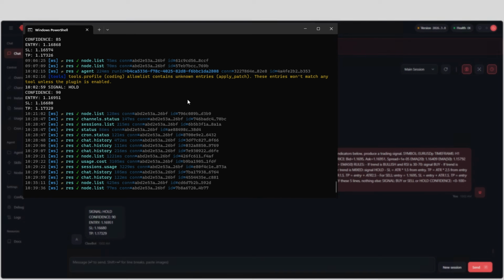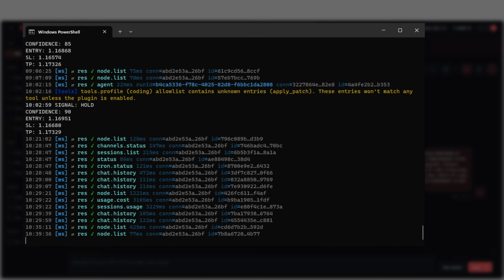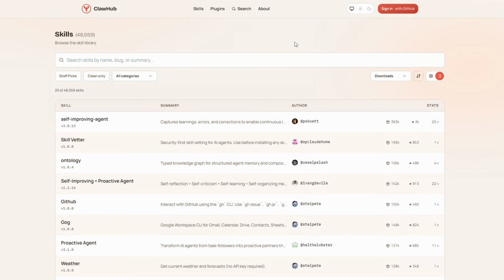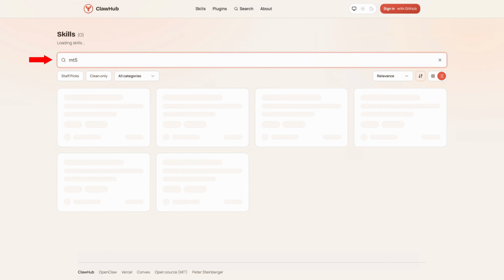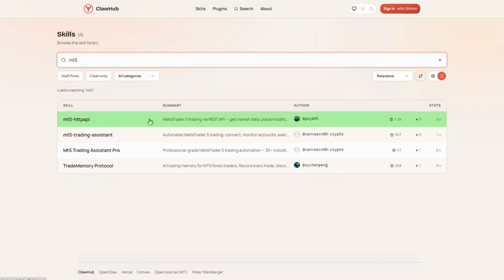But in order for this to work, I had to run an HTTP server, and also I had to install a few things, and one of those was the MetaTrader 5 HTTP API skill from here.